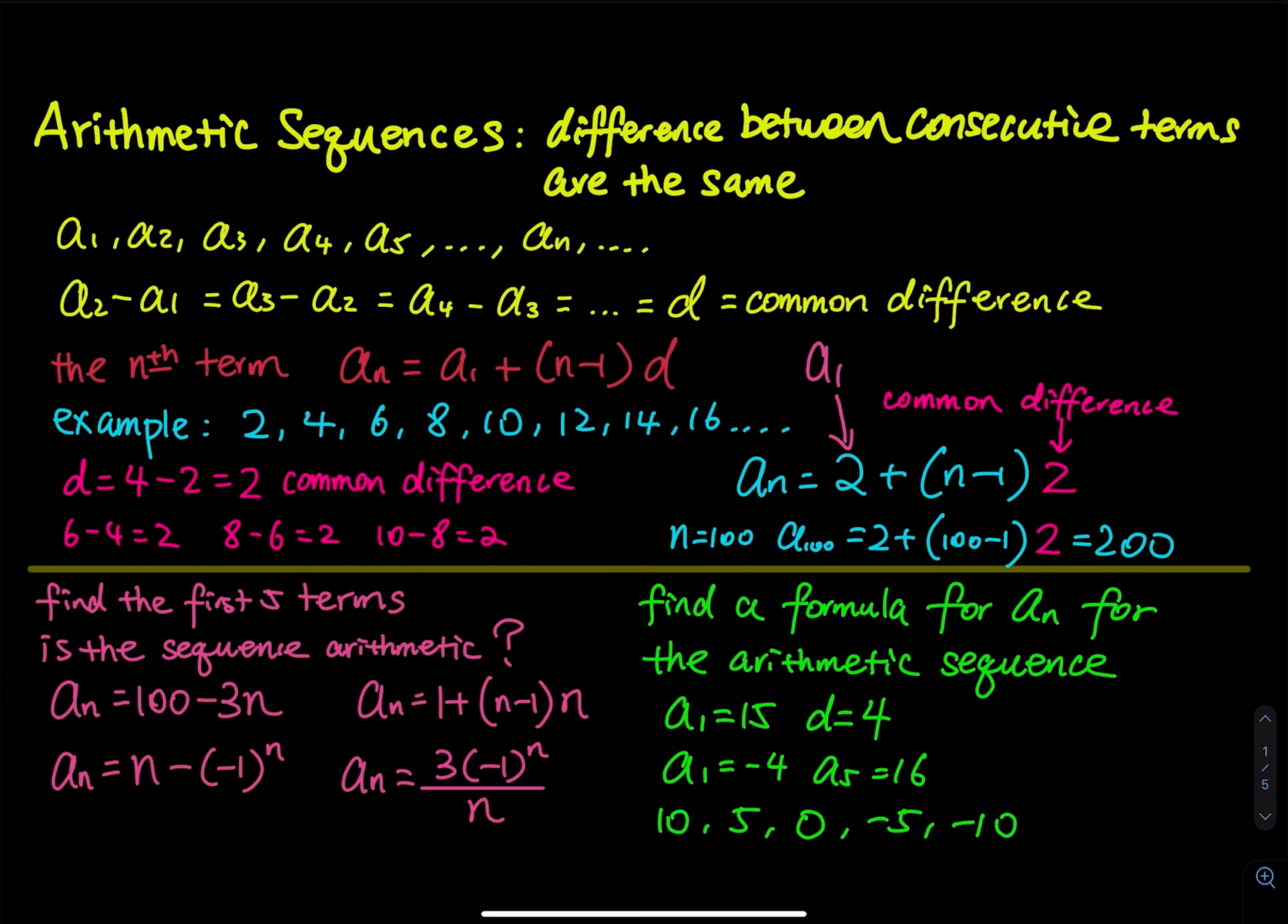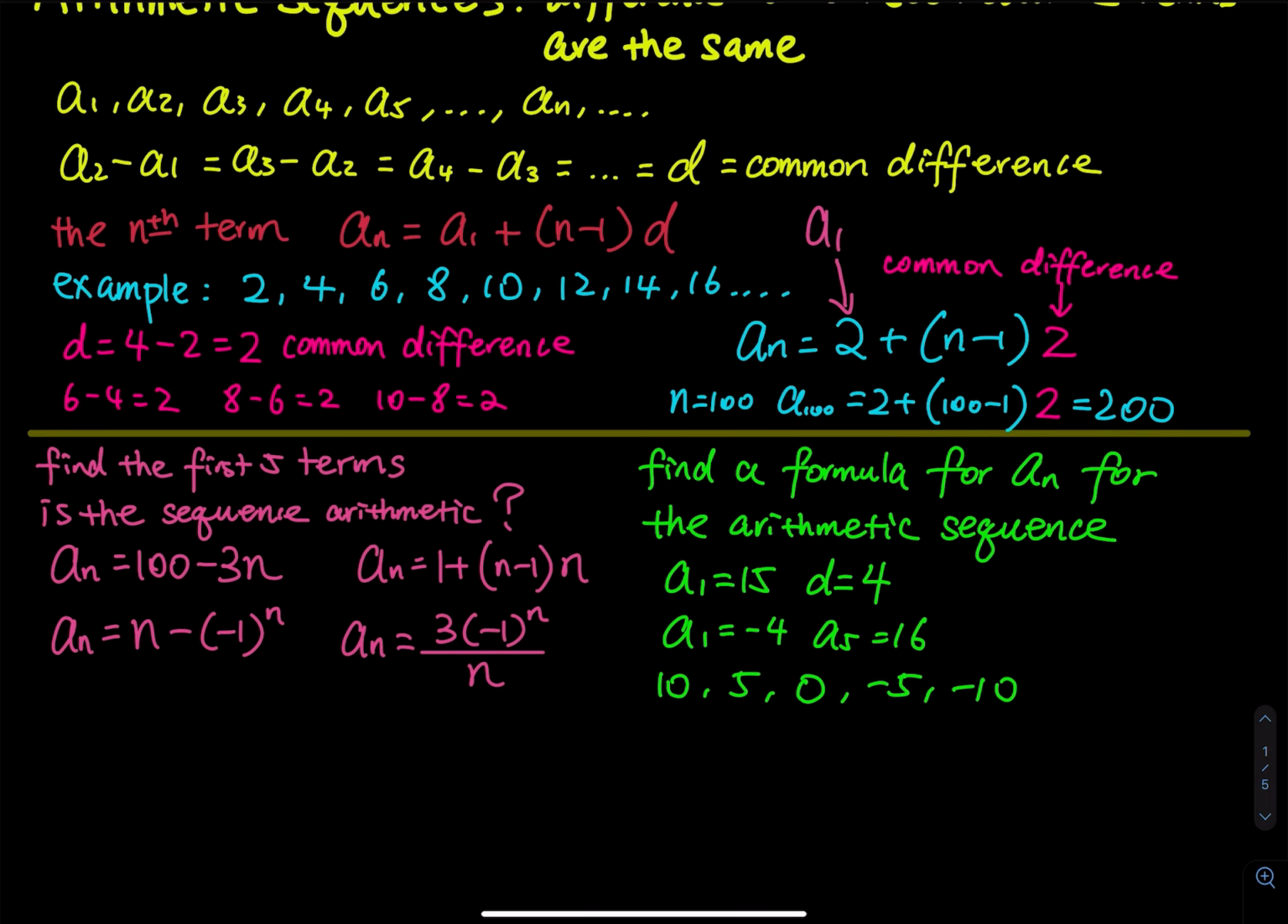Okay, now let's do some examples. The first type of example is: find the first 5 terms, and is the sequence arithmetic? I have 4 problems here. So how do we do this? I'm going to draw a line right here. The first one is a of n equals 100 minus 3n.